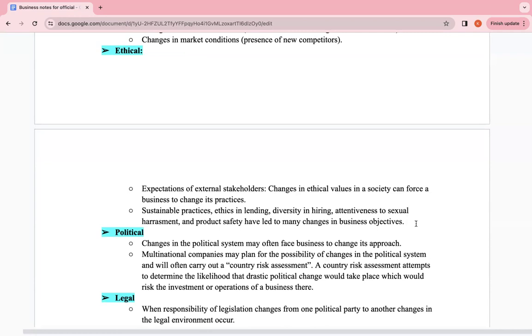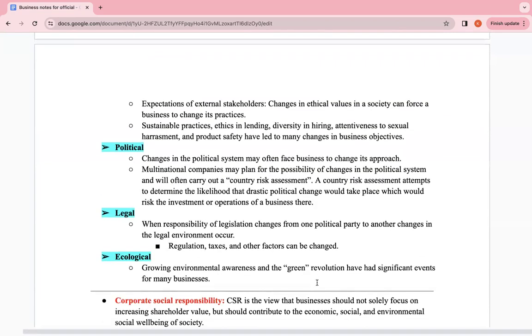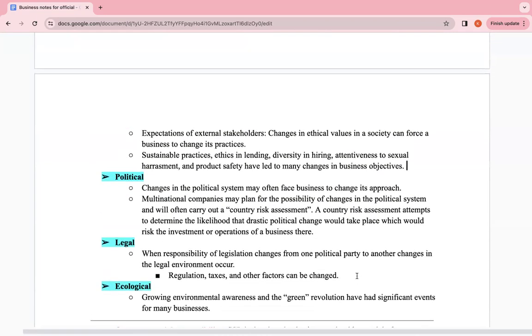And also sustainable practices, ethics in lending, diversity in hiring, attentiveness to sexual harassment, and product safety have led to many changes in our business objectives. So again, with the increasing awareness of those things, we have to really keep those in mind. Now, political. So basically, changes in the political system often force businesses to change their approach. Multinational companies may plan for the possibility of change in the political system and will often carry out a country risk assessment. And this is actually very, very apparent.